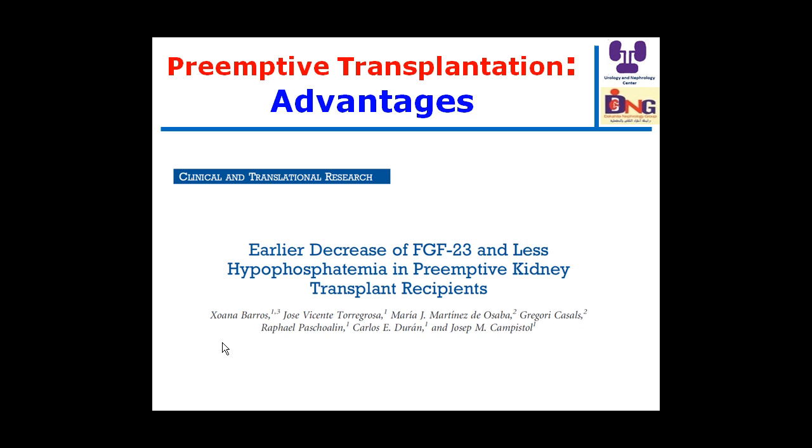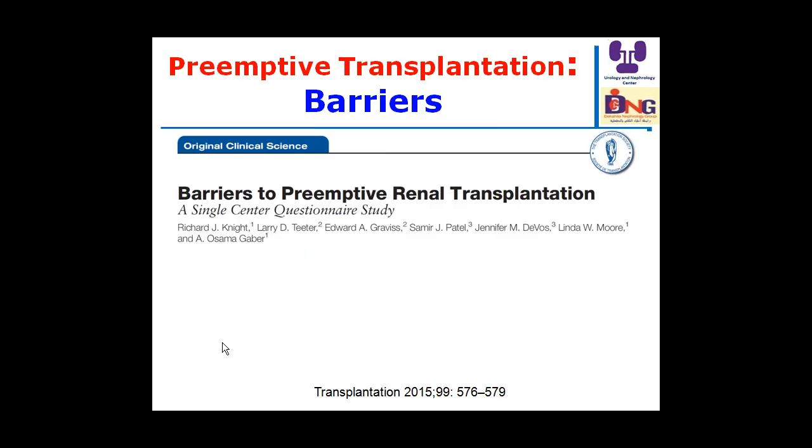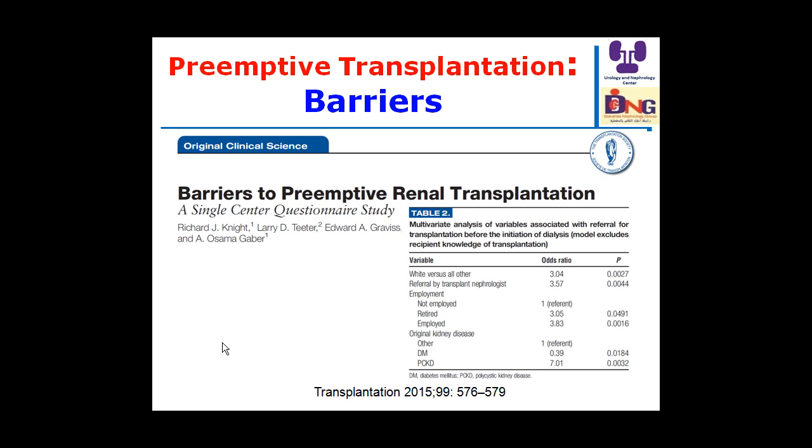And as you know, FGF23, if it is high, it will lead to more hypophosphatemia after transplantation because it is a phosphaturic hormone. And after transplantation, the kidney is functioning, so it can stimulate hypophosphatemia. So one of the advantages of preemptive transplantation is to avoid severe hypophosphatemia. So we should tackle the issue of barriers.